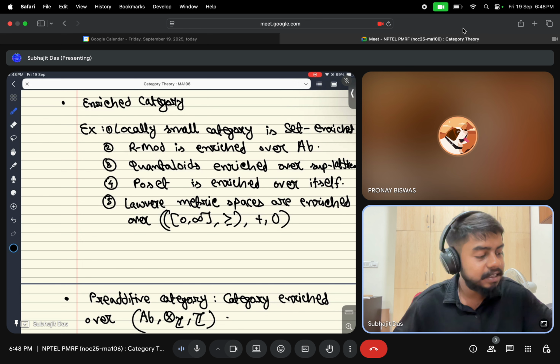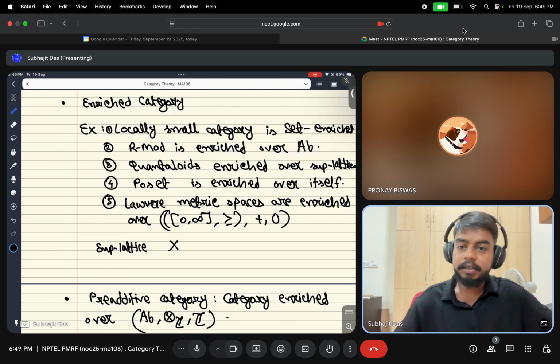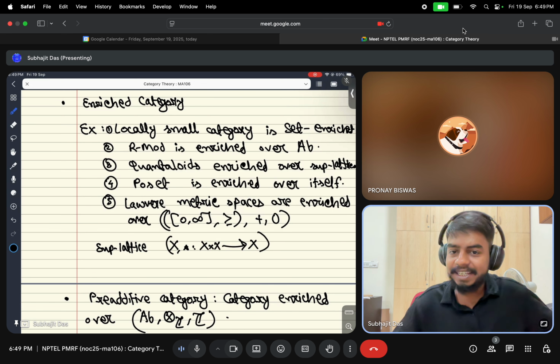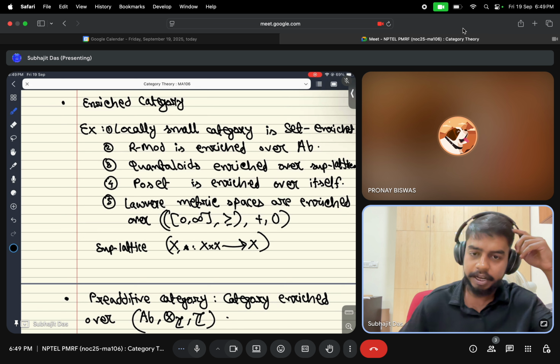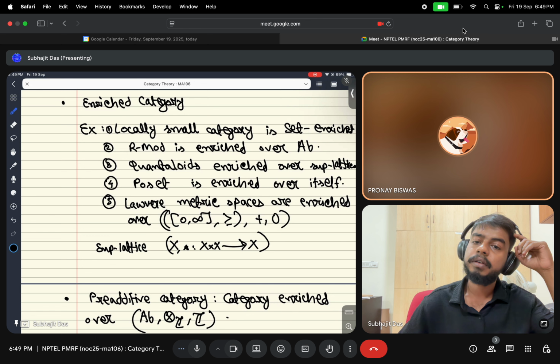So what you are saying is, you take a sup lattice X, and you define an operation on X, which is your star. So star is from X cross X to X. So you are thinking of X as a category and star is a monoidal structure on X.